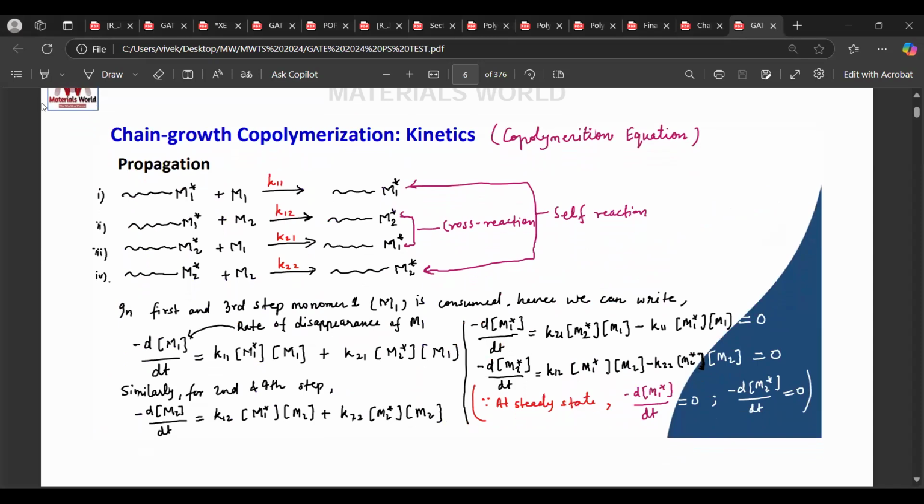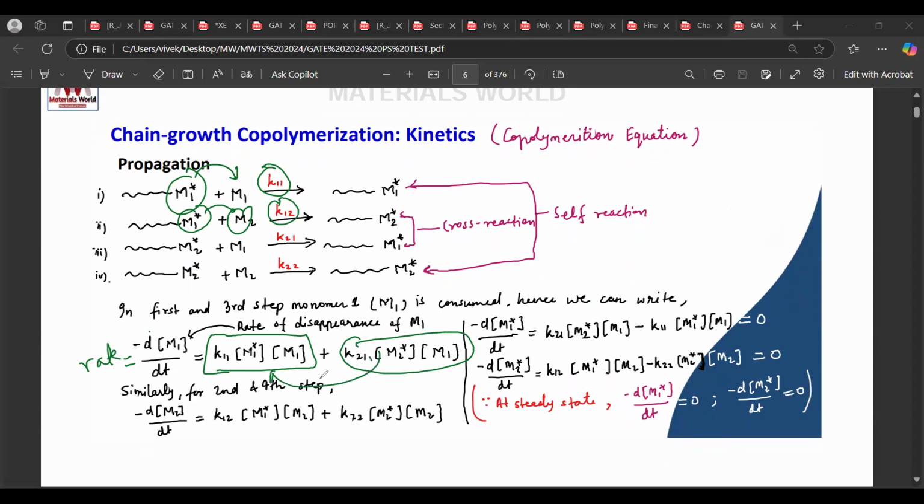For M1 star choosing M1, I need K11 as a constant, and the rate equation is this, right? Similarly, for the radical M1 star choosing M2, I need K12, and for that my rate equation is this. I have added both of them together to give you the total rate of disappearance of M1, right? So this idea you have to just use.